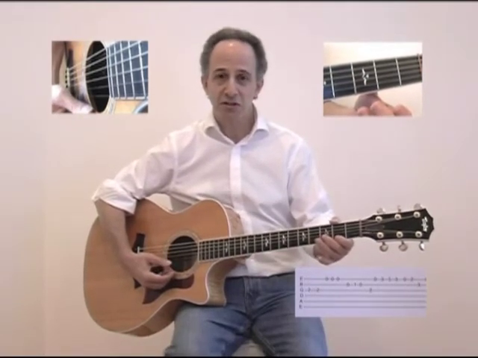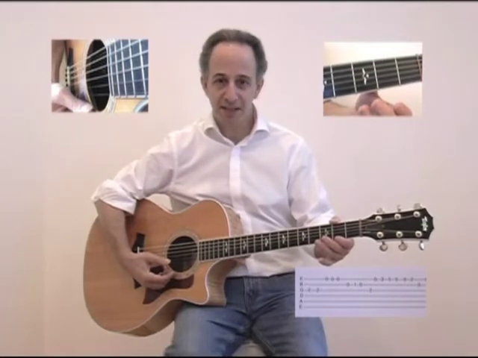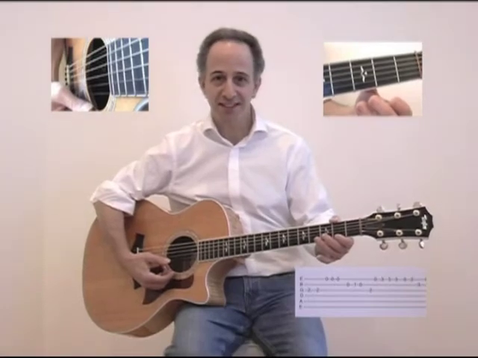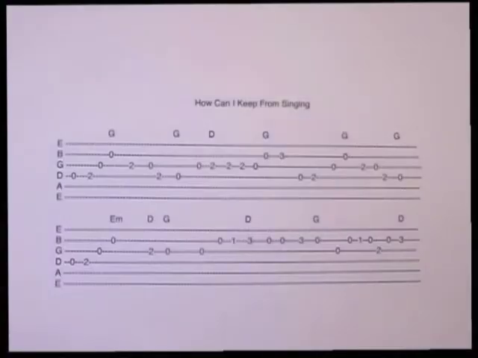Good. Now let's try our song, How Can I Keep From Singing? So we need to look at the tab before we move on. Now here's the tab for our song. Don't worry about the chord symbols above the tablature lines. We'll get to that in a minute.